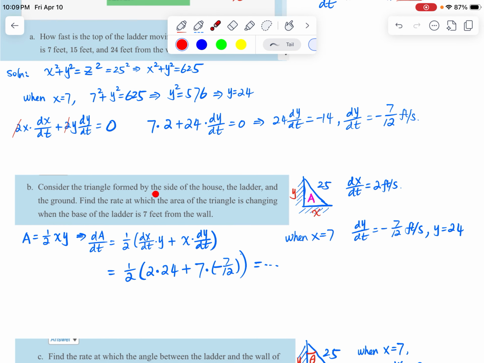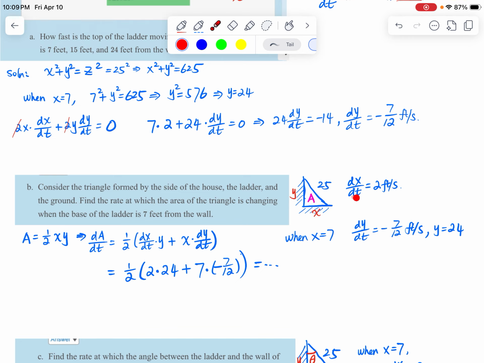Consider the triangle formed by the side of the house, the ladder, and the ground. I'm going to label this area as A. Find the rate at which the area of the triangle is changing when the base of the ladder is 7 feet from the wall. This triangle is changing all the time when the bottom of the ladder is pulled away from the wall.